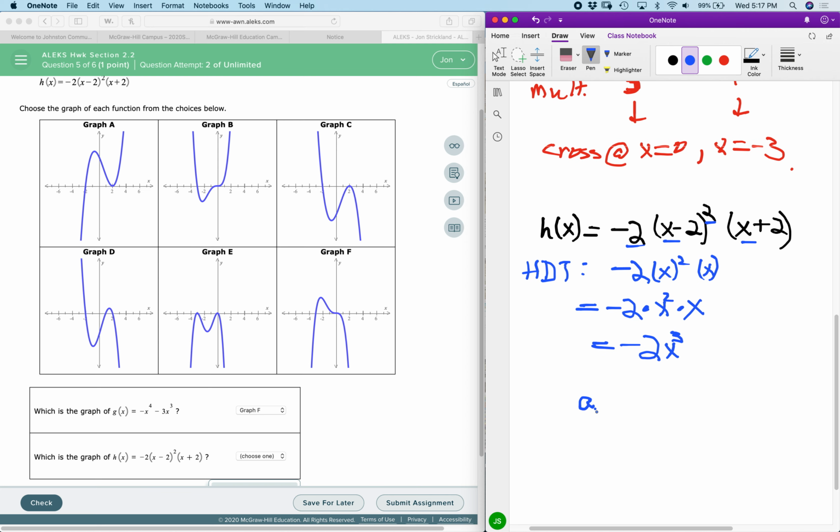So the leading coefficient is negative 2, so that is negative. And for the degree of the expression, signaled by negative 2x cubed, n is equal to 3, so it's odd. And if you have a combination of negative and odd, the end behavior is going to be up to the left and down to the right.